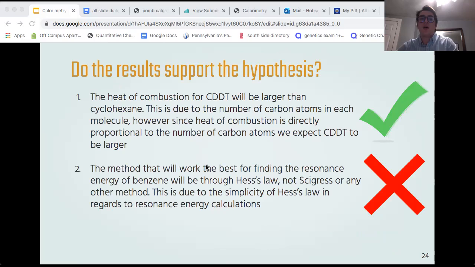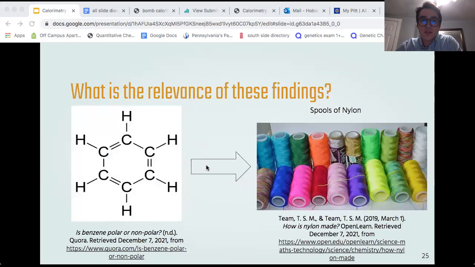So do we support our initial hypotheses? We know from experimentation that our first hypothesis was actually proven to be correct. The data to back this up can actually be found, I think, in table 3. However, our second hypothesis was not proven correct. The Segrest method seemed to be more accurate and a better method overall for finding the resonance energy of benzene than any other method we used.